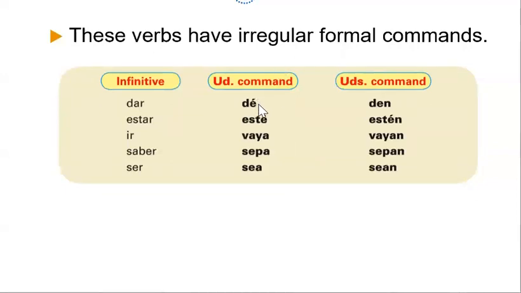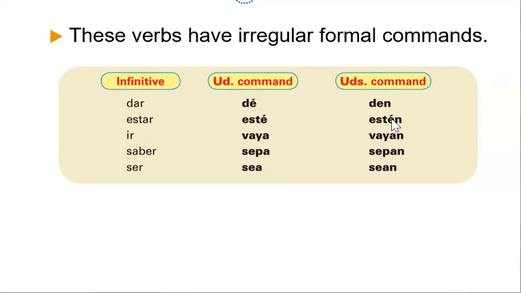All right, so anyway, these are the forms: dé, esté, vaya, sepa, and sea. You'll notice we have two accent marks here. We've got dé with an accent mark and esté. They're accent marks that are used for different reasons. This one is because we want to stress this last syllable, esté. That final vowel is going to be stressed here. Same thing happens in the plural. We stress that final vowel.